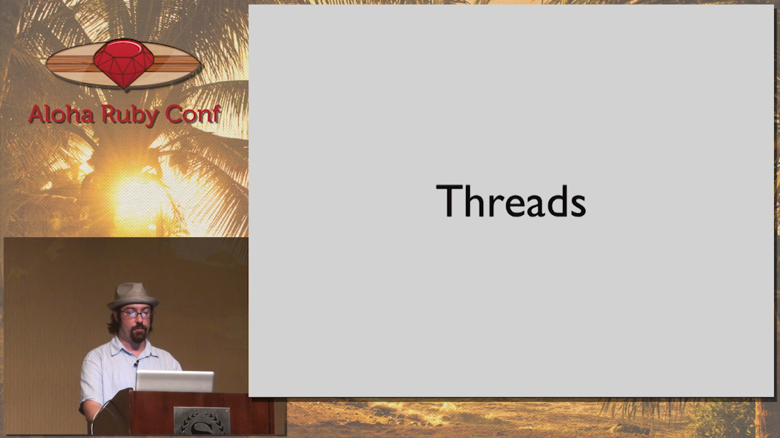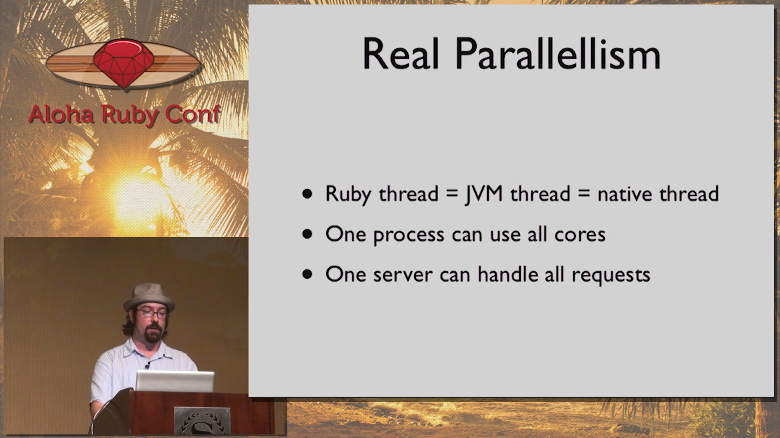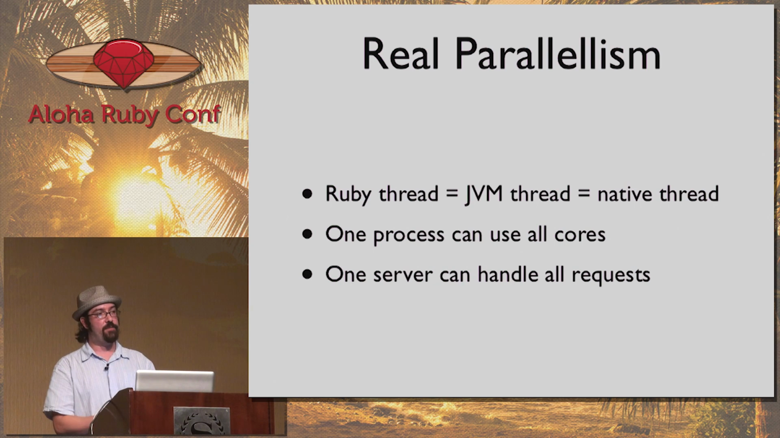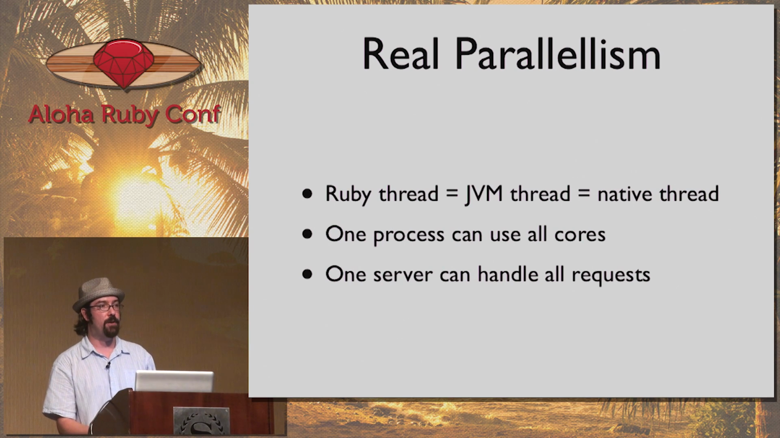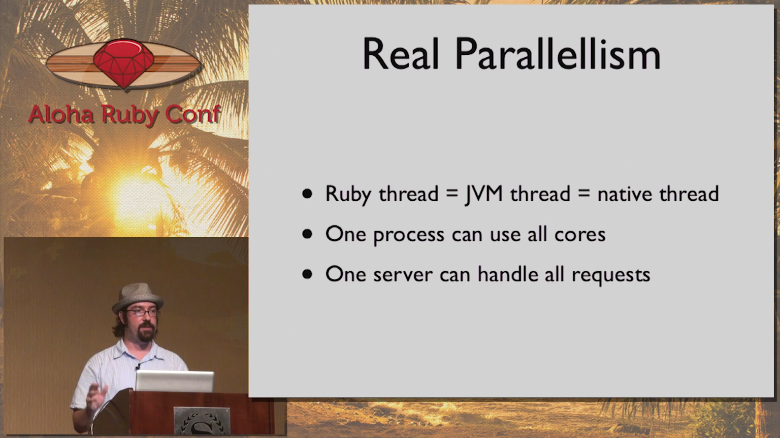All right, so threading. JRuby, of course, is based on the JVM, which has real parallel threads. And there's not much else to it. We don't do anything special other than just make a Ruby thread map to a JVM thread and let the JVM run with it. That also means that one process can handle all the cores in your system and saturate them. It can handle all the requests you want to throw at it concurrently. And you don't have to have extra processes. You don't have to waste those resources.